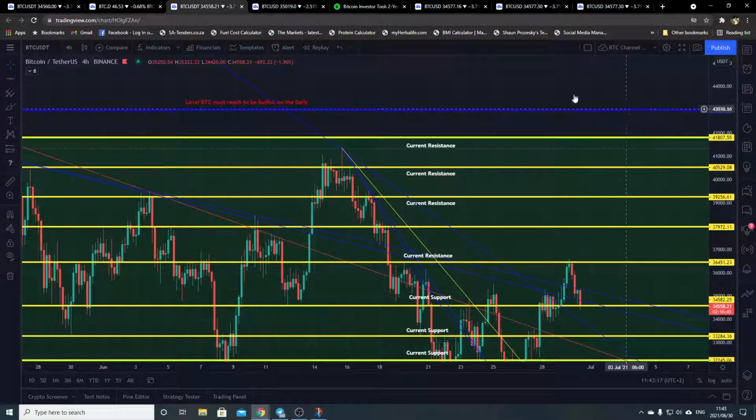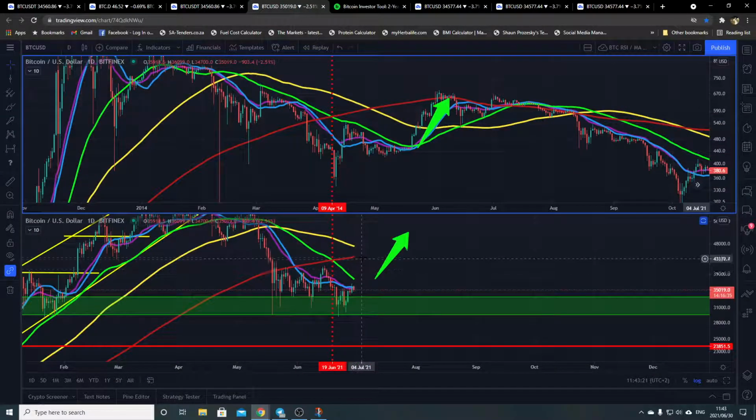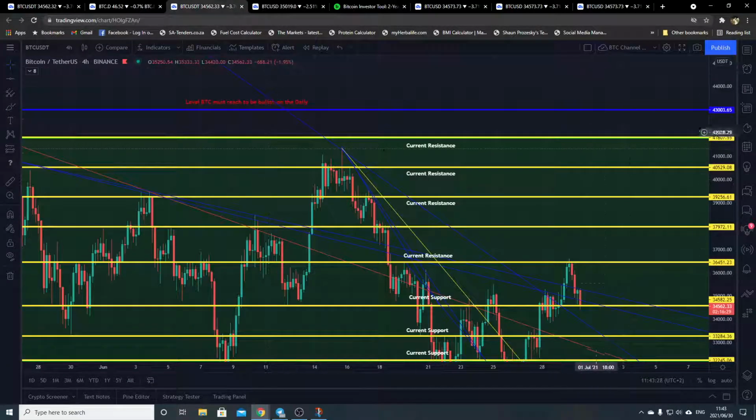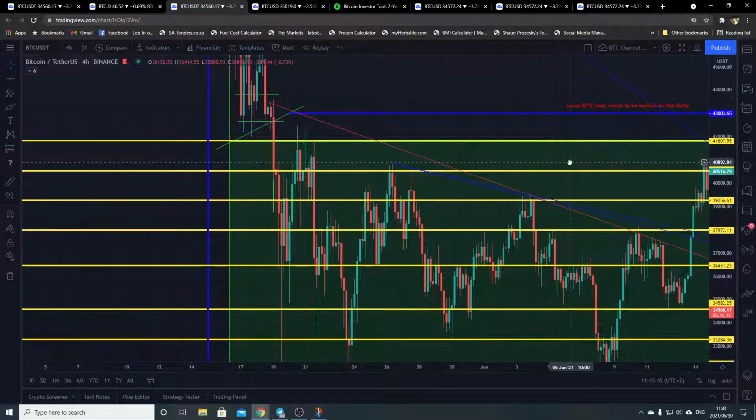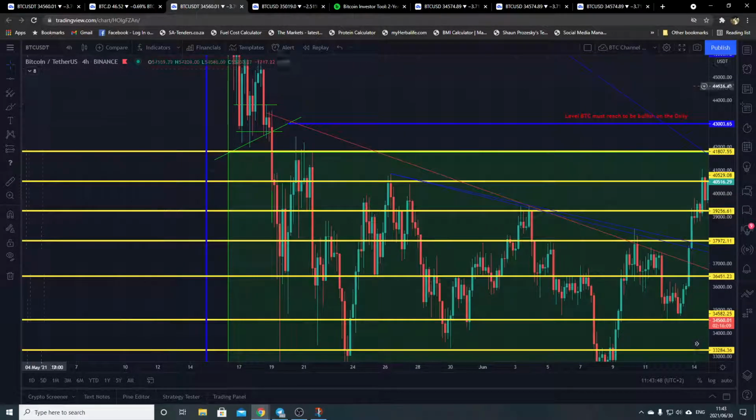Now, funny enough, if you come back to this chart over here, the 200 MA is looking at 43,600. There's my line that I drew way back when the Bitcoin price was in this channel. I've drawn this horizontal line here at the 43K level BTC must reach to be bullish on the daily. I'm going to draw a horizontal line all the way through. So you see the line going all the way through.